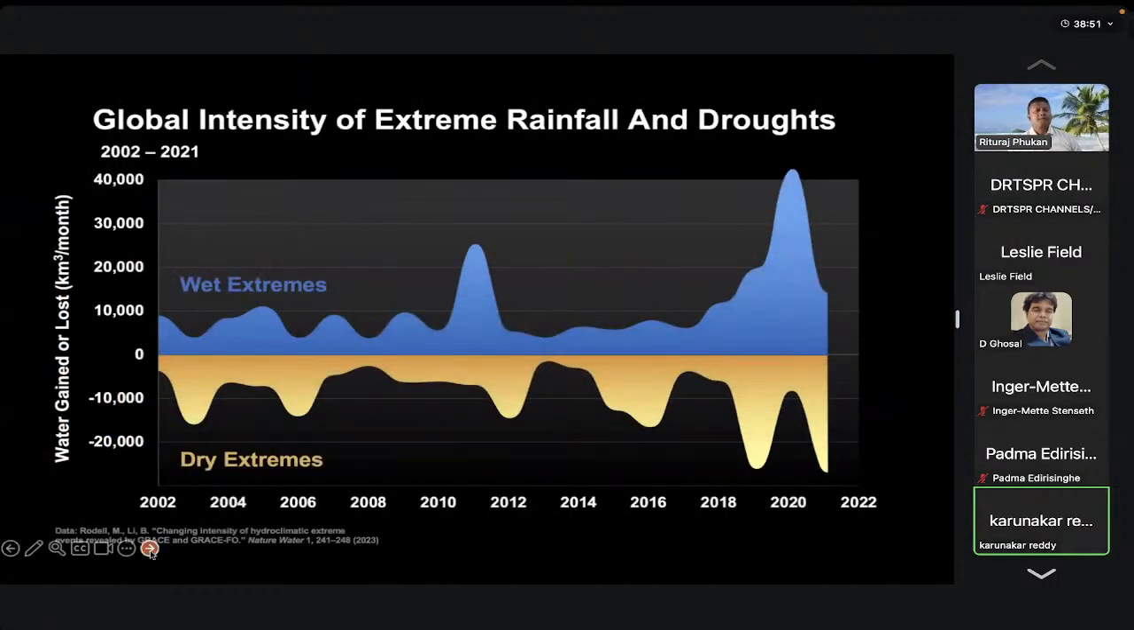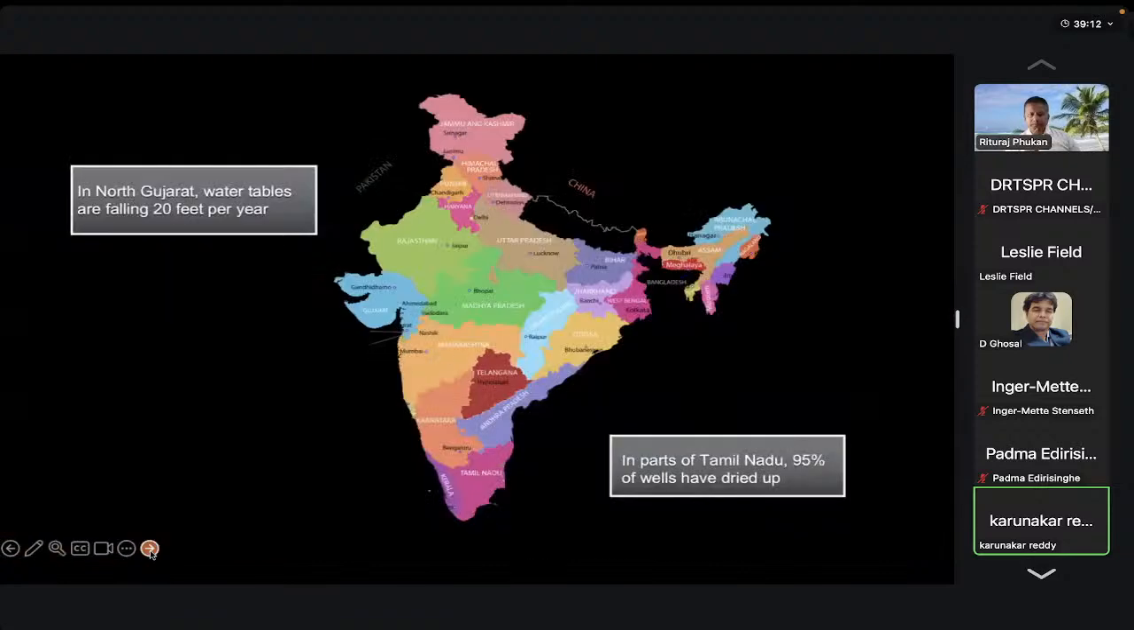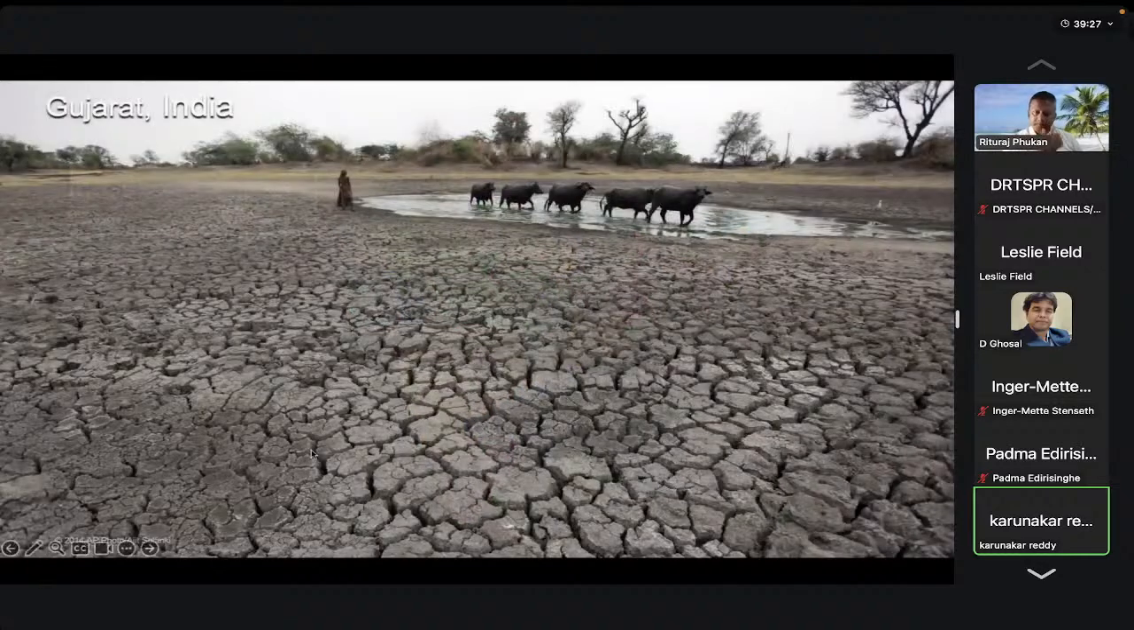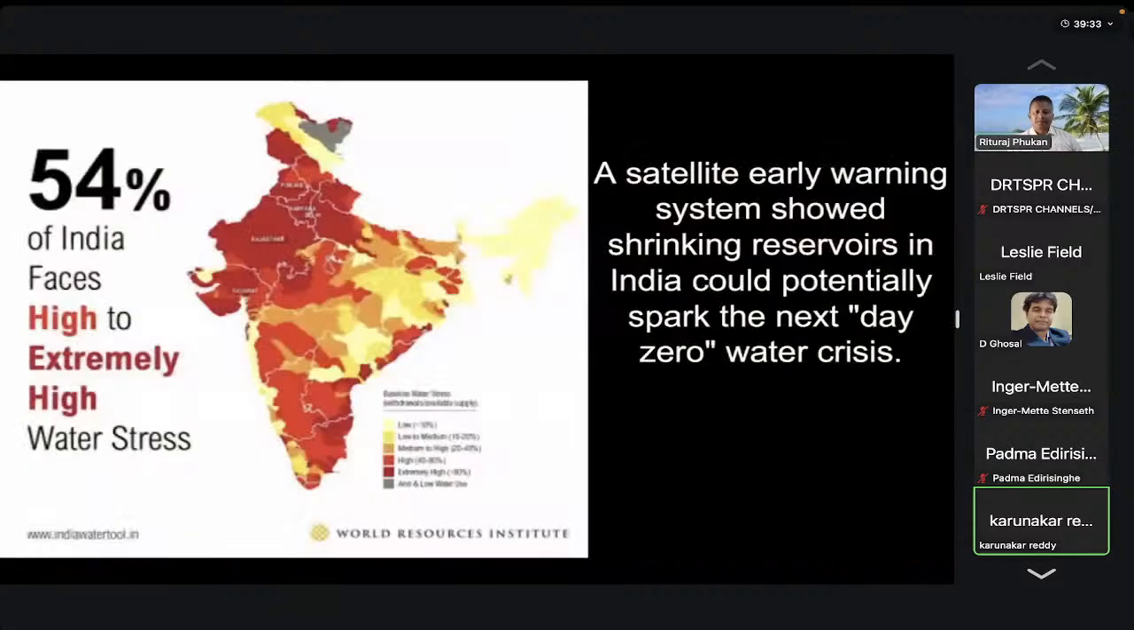If you see this slide, you can see extreme weather in India. You can see what exactly the problem is. Severe groundwater crisis: approximately 16.6 million acres of land have been lost, salinized, or desertified, and it is increasing year by year because of not having proper water. Even in North Gujarat, water tables are falling 20 feet per year, approximately 5 meters. In Tamil Nadu, 90 to 95% of wells have dried up, and this is the situation in Gujarat and Maharashtra, with some of the rivers.